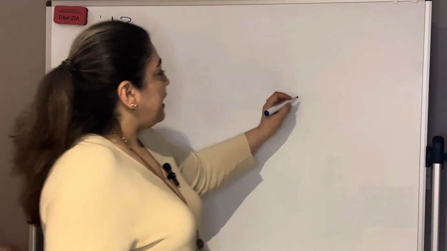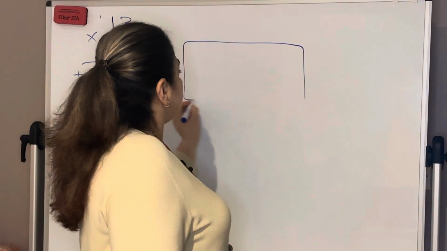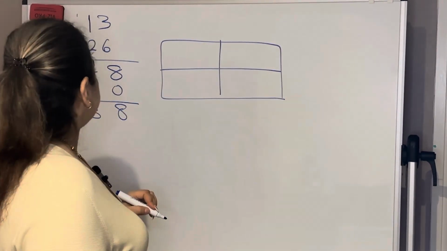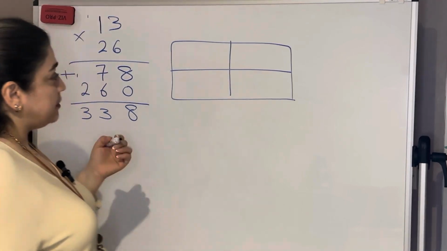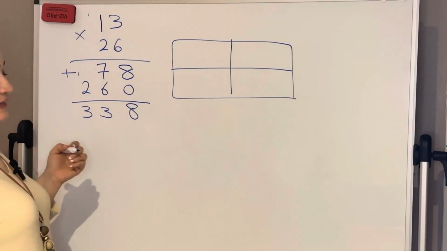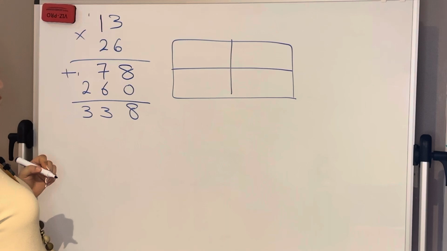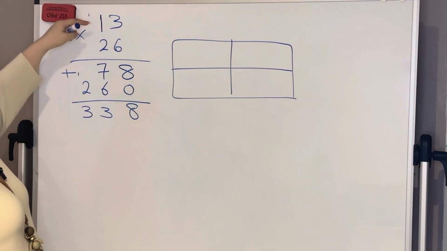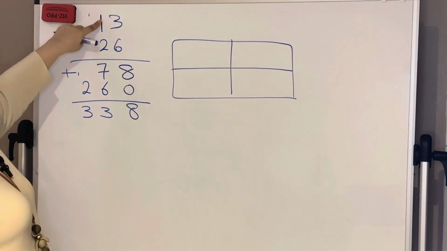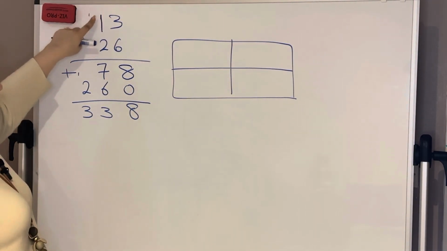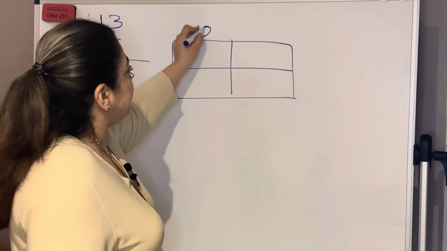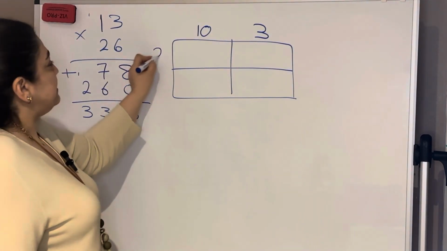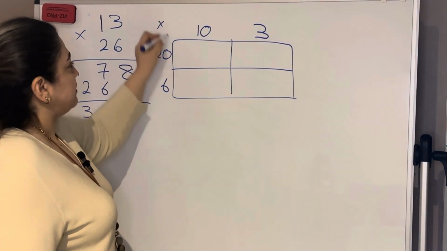So, another one. British students use this method a lot. It is 13 times 26, but we write it down with the value of the number. So, for example, 13: the value of 1 is 10, so I just write down 10, 3. The value of 2 is 20, and then 6, and then times it.